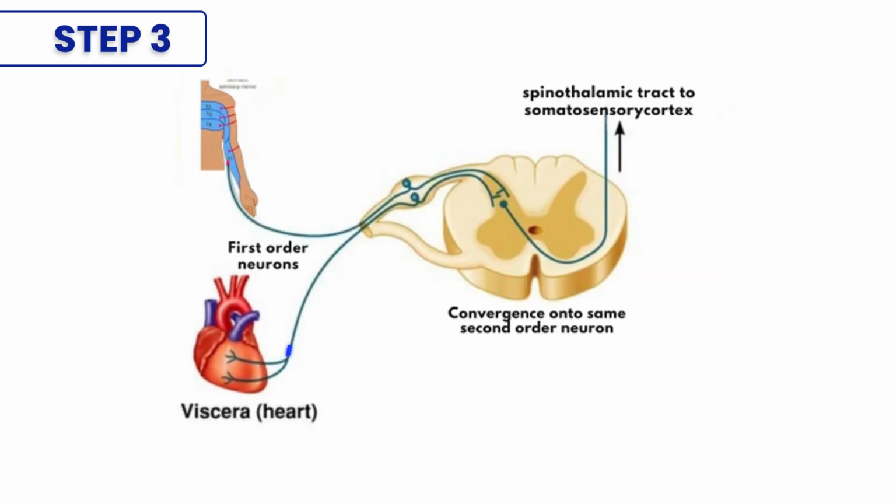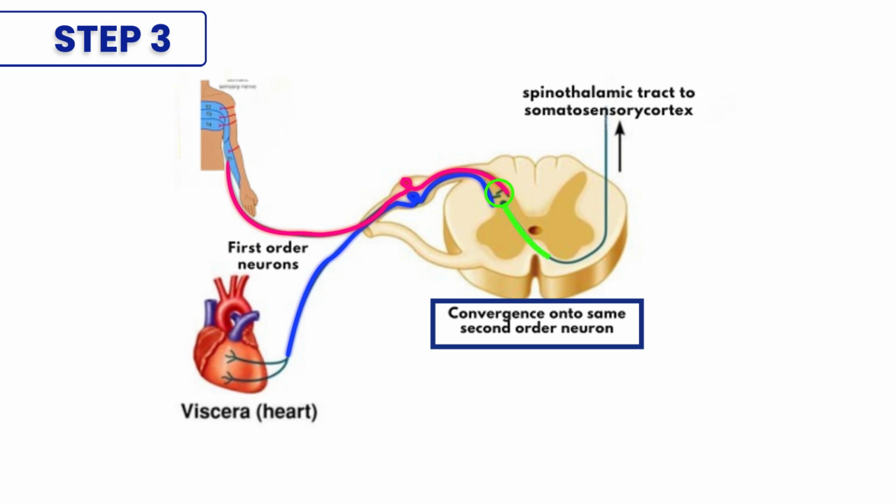T4. These neurons carrying cardiac pain synapse in the dorsal horn at T1 to T4, the same level that already received somatic input from the chest wall, shoulder, arm, and jaw. Two entirely different signals, visceral and somatic, arrive at the same space. Here, they merge and create a convergence phenomenon, the anatomical root of referred pain.